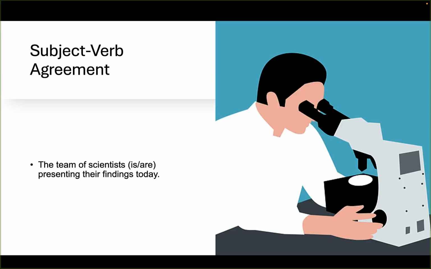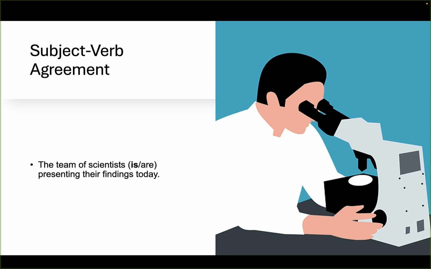Now in this one, what is the correct verb to complete this sentence? The team of scientists is or are presenting their findings today. What do you think? The correct answer is is, because it is a collective noun treated as singular in this context. So the verb should be is, basically referring to multiple scientists. When you think about one scientist, you wouldn't say the scientist is presenting their findings or presenting his or her findings today. You would use are in that situation.